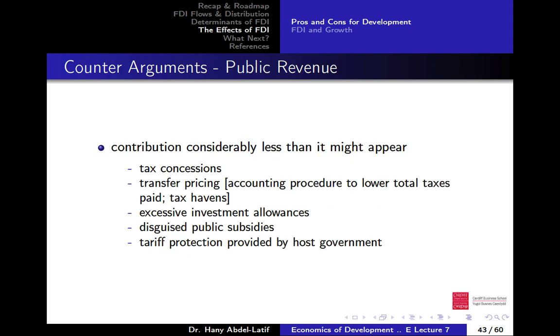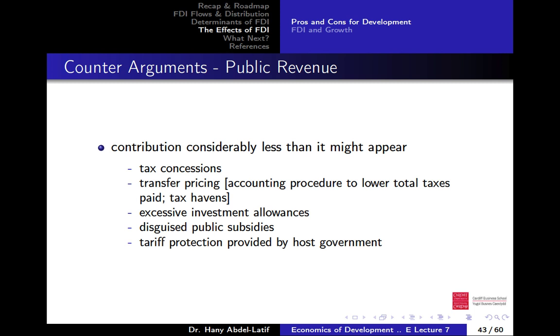The public revenue, the tax revenue gap: the counter argument refers to the tax concessions and the allowances that they receive. But more importantly, I think it's the transfer pricing. Transfer pricing is a trick which is very common among foreign investors or FDI. It's an accounting procedure that aims to lower the total tax paid. So if there's a transaction between the firm and, let's say, its headquarters, they can put any prices for this on paper.